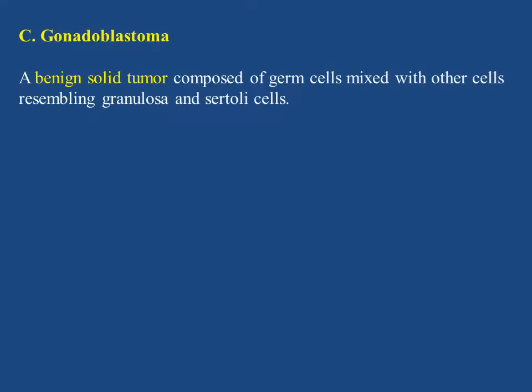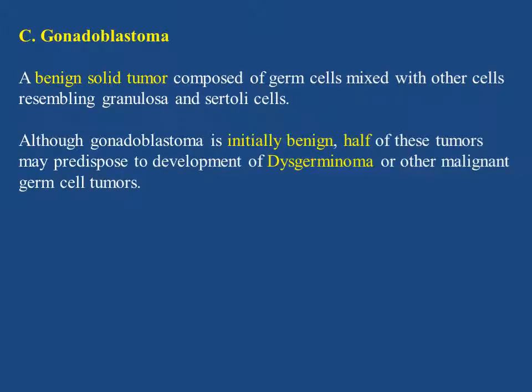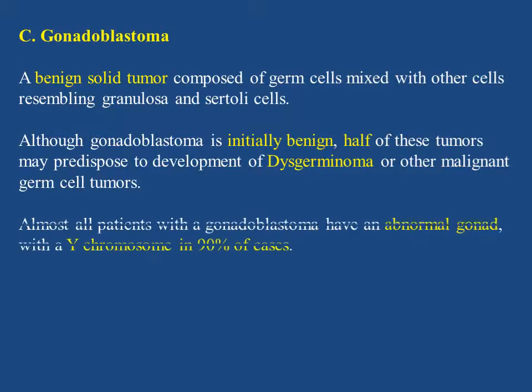The gonadoblastoma, this is again a benign solid tumor. The composition is germ cells with other cells resembling, for example, the granulosa cell and the Sertoli cell, and it is initially benign. Half of them can progress to development of a germinoma or other malignant germ cell tumor. And almost all patients with this gonadoblastoma have an abnormal gonad with a Y chromosome in 90% of cases.